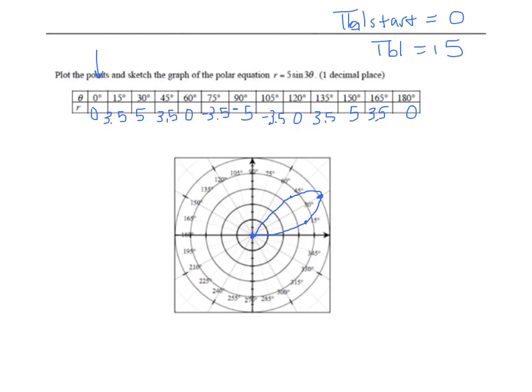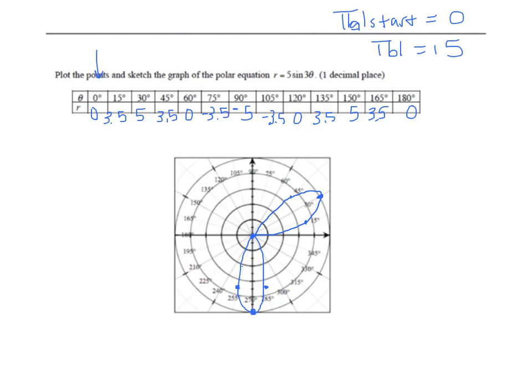So that means at 75, I'm going to head back in the opposite direction. Starting at 0, here's 75, 1, 2, 3.5. At 90, I'm at negative 5, so that's here. And at 105, I'm at negative 3.5. So I go in the opposite direction, and notice the symmetry. So now I have another petal. And then the last petal starts back at 0.